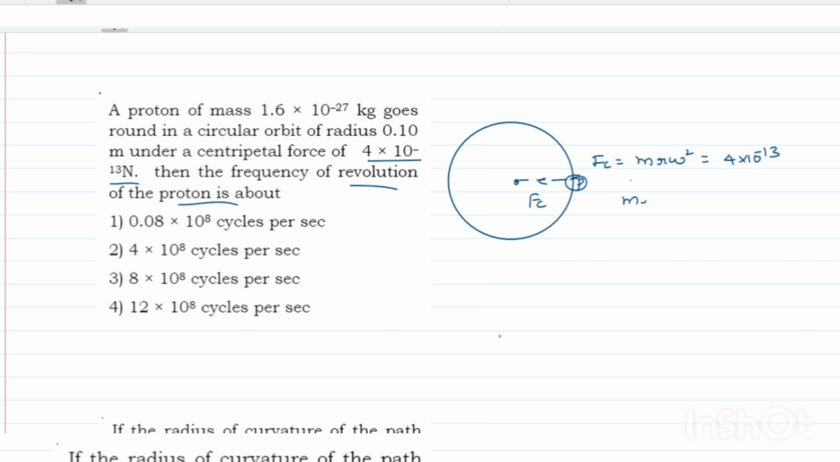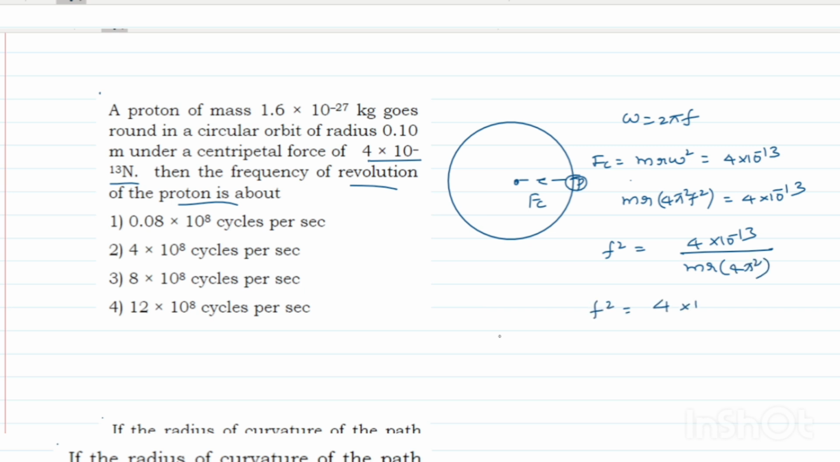So this is nothing but m r omega square, in the sense 4 pi square f square you can take. Omega equal to 2 pi f in terms of frequency. Here they are asking the frequency value. So this will be equal to 4 into 10 power minus 13. Then f square will be equal to 4 into 10 power minus 13 by m r into 4 pi square. So just simplify all these values.